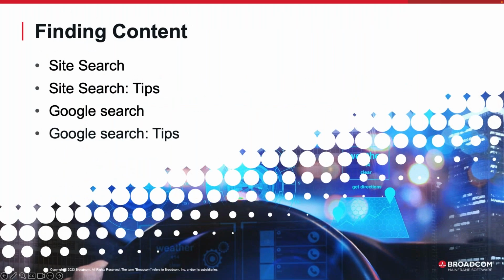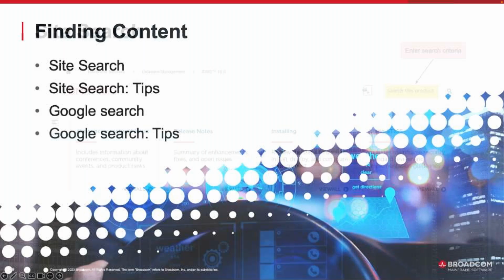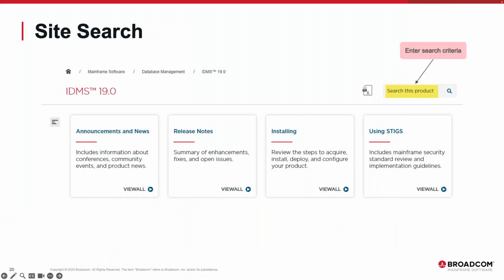Of course, people will need to find information to help them do their jobs better and more efficiently. There's a site search and the Google search. I'll be presenting some tips to make the searching easier next, and I'll also be showing this in my Tech Talk tour. In the upper right corner is the search product field where you enter the information you want to look for. So as I said, I'll provide a demonstration of this when I get to my tour.